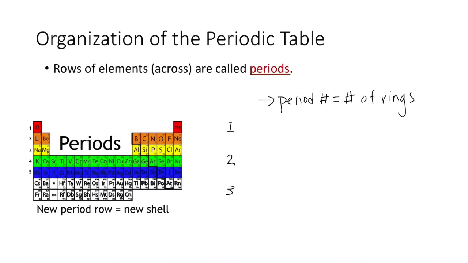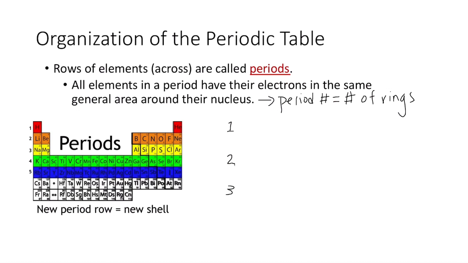Rows of elements, so going across from left to right, are called periods. All elements in a period have their electrons in the same general area around their nucleus. So basically what this is telling you so far is that a period is a fancy name for a row. So if you go across a row, you are still within one period. Whatever row number you're in is equal to the number of rings or shells of electrons.